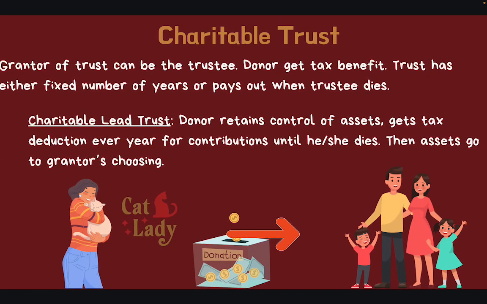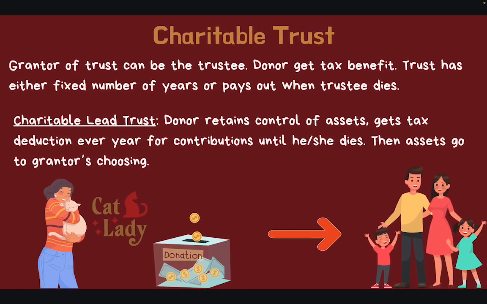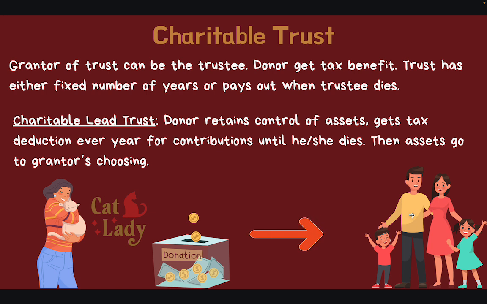Charitable trust. Here we go. This is my favorite slide. I'm so in love with this slide. Charitable trust. Okay, so we have a grantor of a trust that can be the trustee, and the donor of these monies gets the tax benefit. The trust can either be set up for a fixed number of years and then pay out, or it can pay out when the trustee dies. The grantor of the trust chooses that.